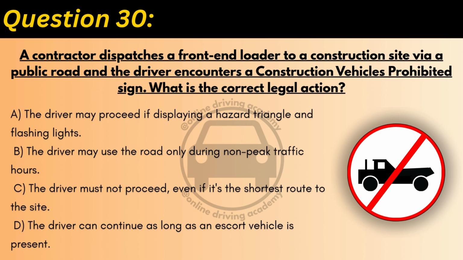Question 30. A contractor dispatches a front-end loader to a construction site via a public road and the driver encounters a construction vehicle prohibited sign.